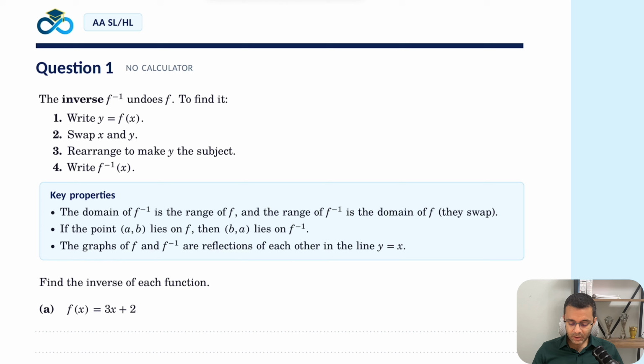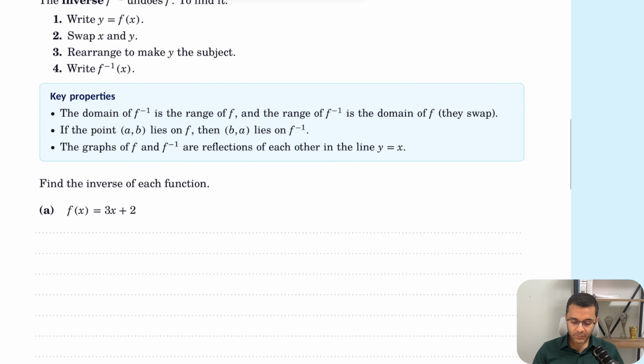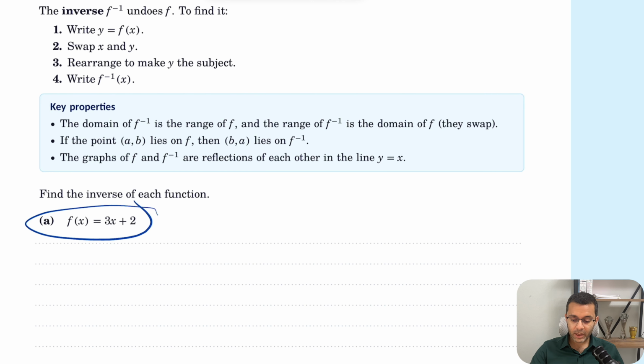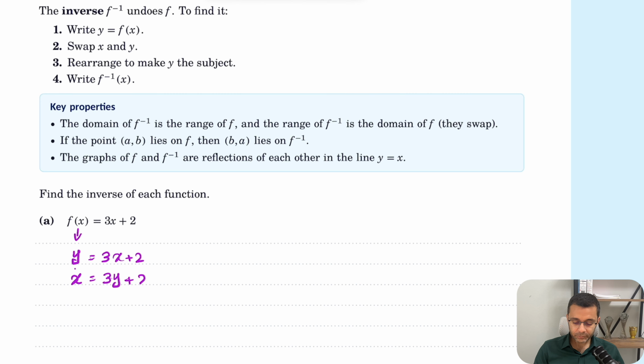So here, we need to find the inverse for this function. We have a linear function, 3x plus 2. First we replace f of x by y, so this f of x will be written as y equals 3x plus 2. Now after that, we'll swap x and y. So I will replace this y here by x. So x equals 3y instead of 3x.